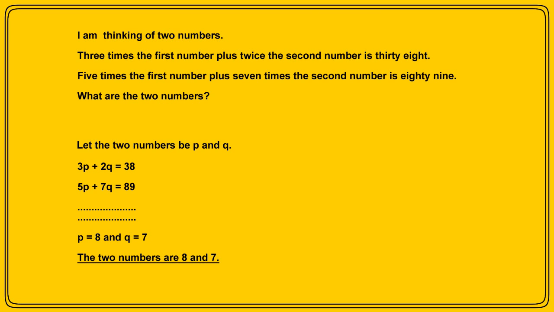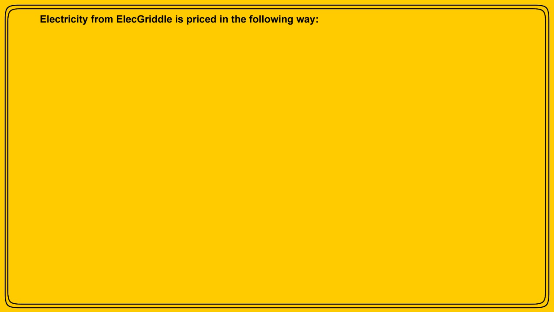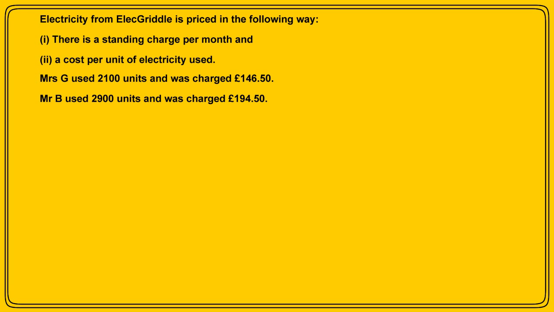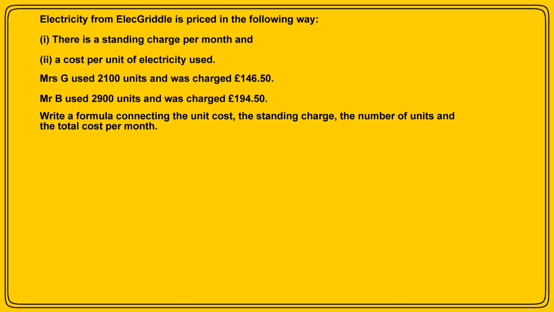So let's try a harder example. Electricity from Electgriddle is priced in the following way. Firstly, there's a standard charge per month, and secondly, there's a cost per unit of electricity used. Mrs. G used 2,100 units and was charged £146.50. Mr. B used 2,900 units and was charged £194.50. Write a formula connecting the unit cost, the standing charge, the number of units and the total cost per month. And then find the unit cost and the standing charge.